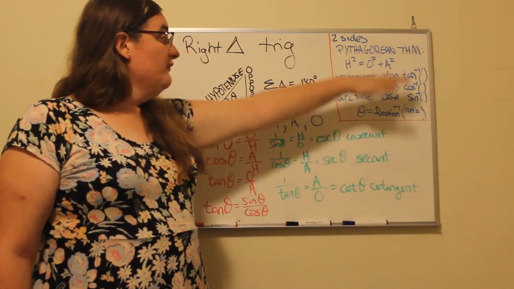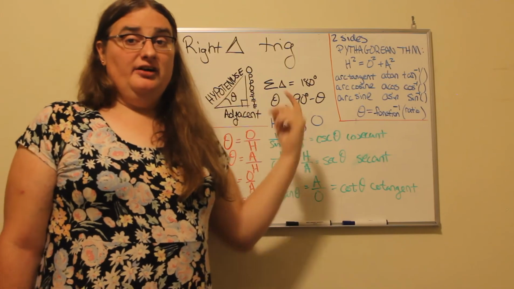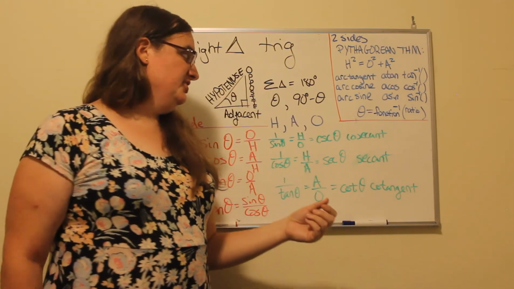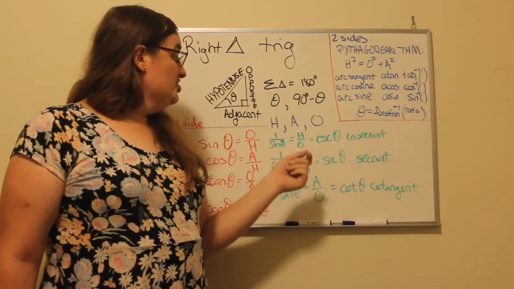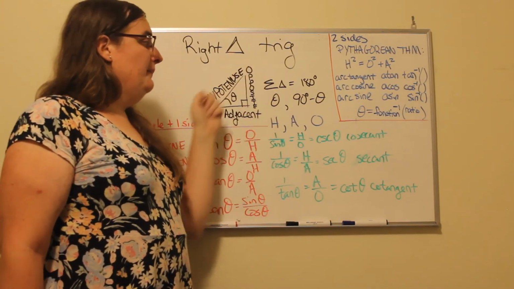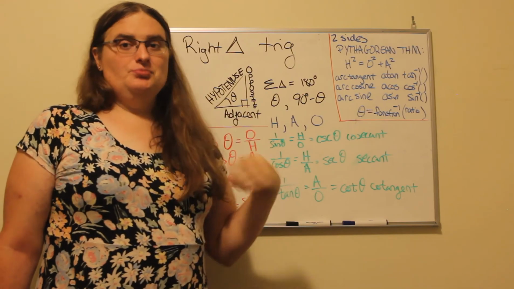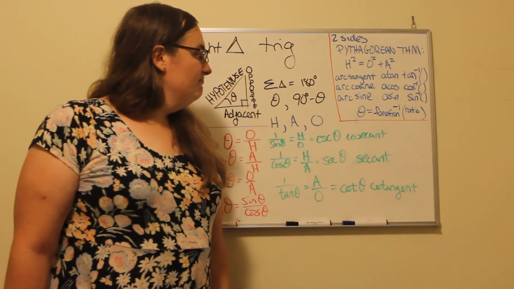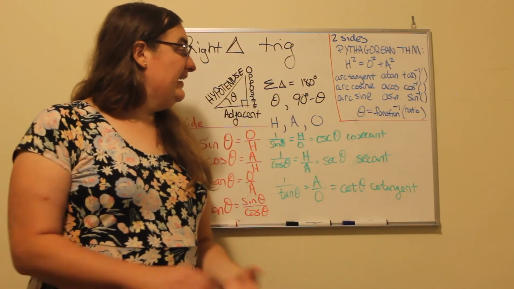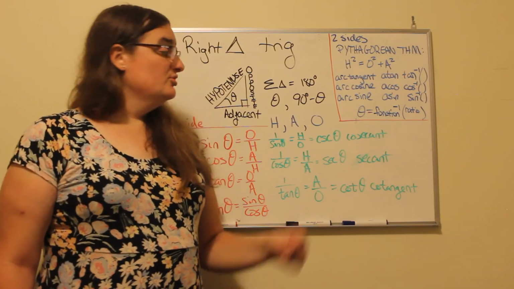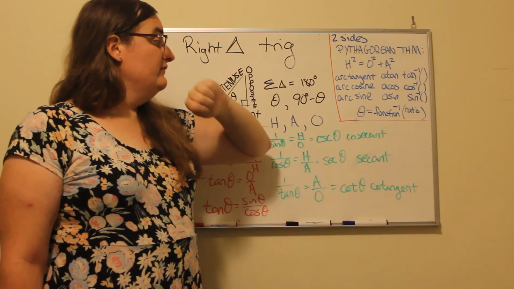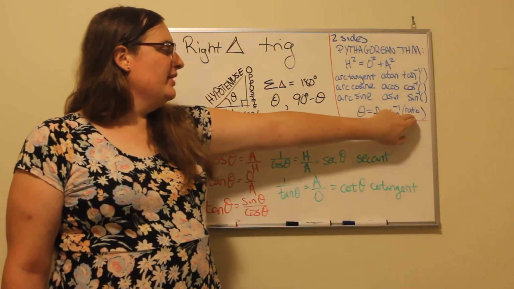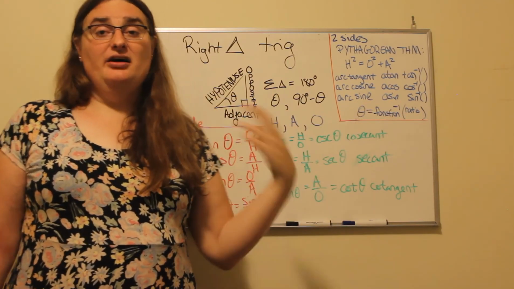So for all of the functions, there is an arc function, an undoing function. So for the arc sine, what ratio of opposite side to hypotenuse lines up with the sine of that angle? So what angle would have a sine value that gives us the ratio inside our inverse function?